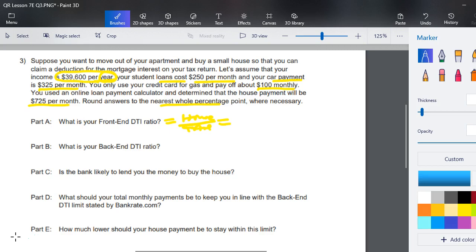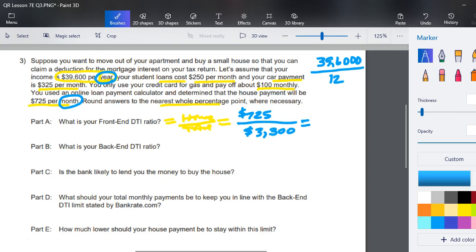Housing over total. But housing is by month, the total is by year. I cannot compare months and years. I've got to either put them both as years or both as months. I'm going to leave my housing payment for my mortgage as $725 per month. That means I need to go to my $39,600, that is an annual salary, and divide it by 12 months. When I divide $39,600 by 12, I get $3,300 is my income per month.